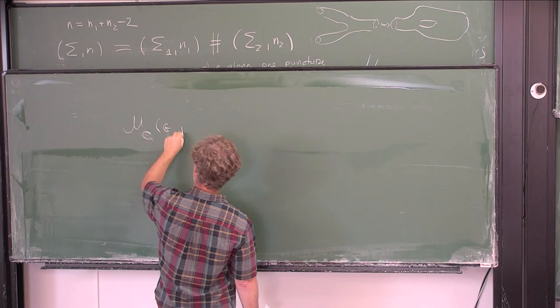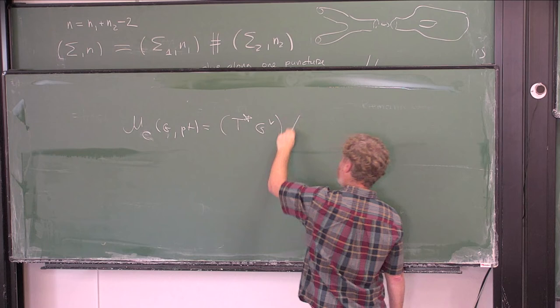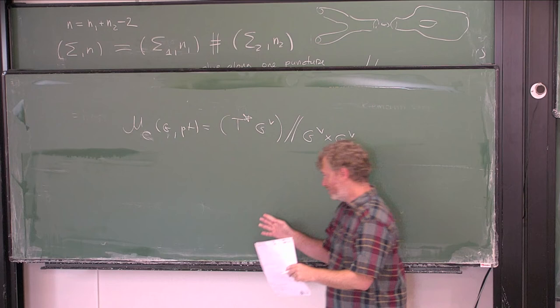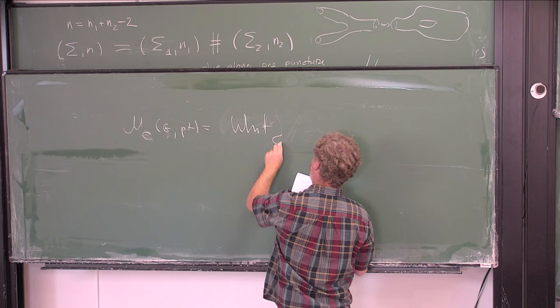MCG of a point, then this should be the Hamiltonian reduction of the quotient bundle to G check with respect to now G check times G check, because remember that the S-dual thing was just reduction. I'm just rushing. So we should take the Whittaker reduction, with respect to G check times G check of the quotient bundle.